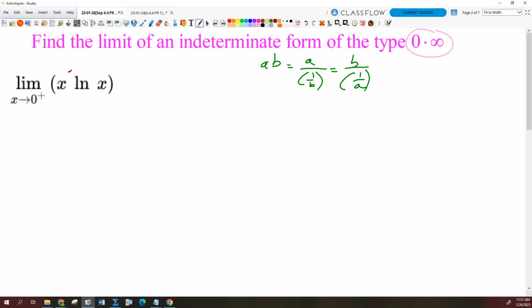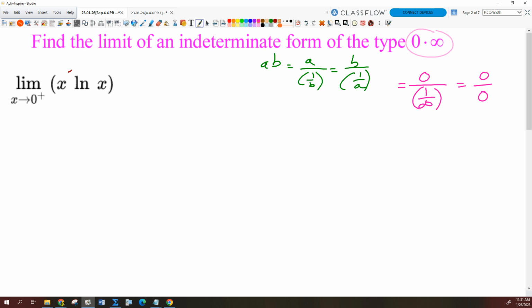Okay? Well, couldn't I write this as 0 times infinity? I could write that as 0 divided by 1 over infinity. What's 1 over infinity? That's equivalent to 0, isn't it? Right? Aha, so that would equal 0 over 0, right?